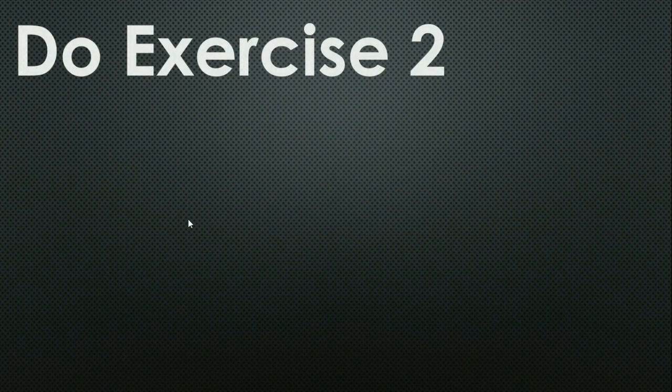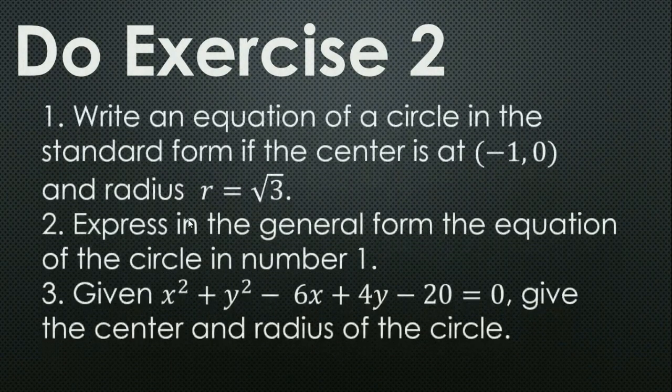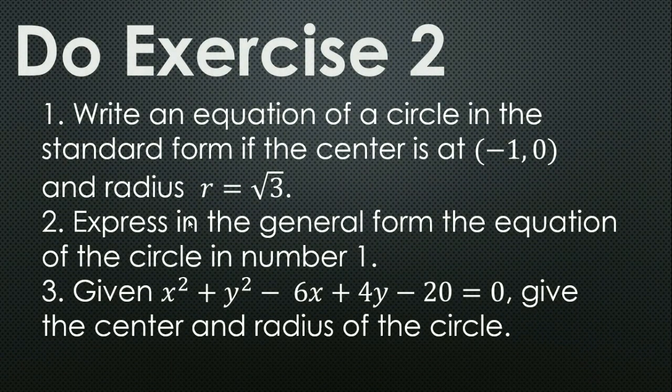Another one, do exercise 2, which contains the following. Number 1, write an equation of a circle in the standard form if the center is at negative 1, 0 and radius r is equal to square root of 3. Number 2, express in the general form the equation of the circle in number 1. And lastly, given x squared plus y squared minus 6x plus 4y minus 20 is equal to 0, give the center and radius of the circle.